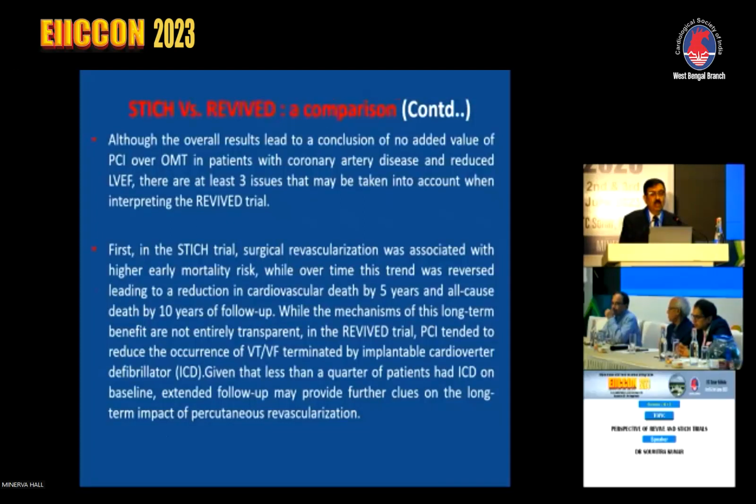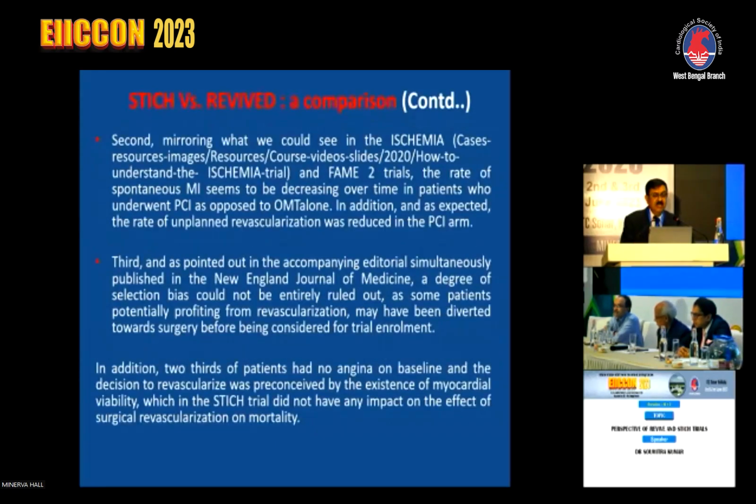So although overall results lead to a conclusion of no added value of PCI over OMT in patients with coronary artery disease and reduced LVEF, there are at least 3 issues that may be taken into account when interpreting the REVIVED trial. First of all, we have only studied till 41 months. So we really do not know what is going to happen at 5 years and 10 years. But already we know there were lesser incidents of VT/VF terminated by ICD in the patients who had ICD. So, of course, we can hope that these patients should tend to live longer with PCI when done properly.